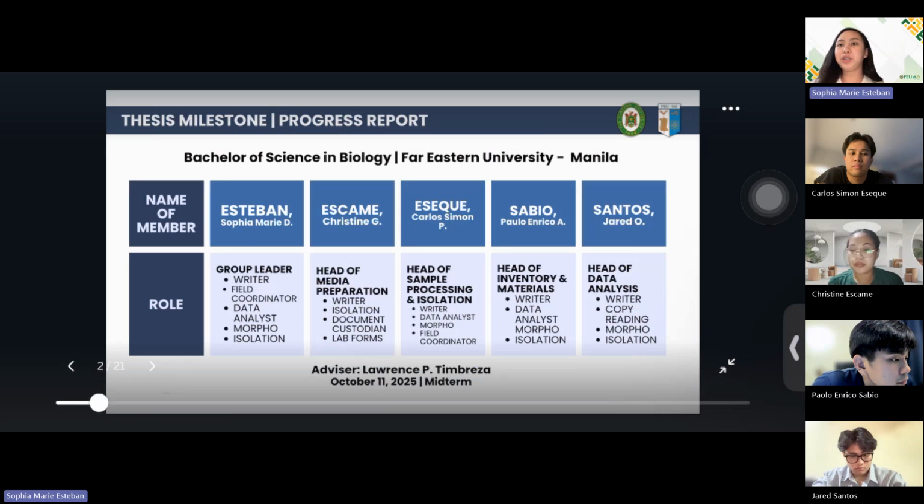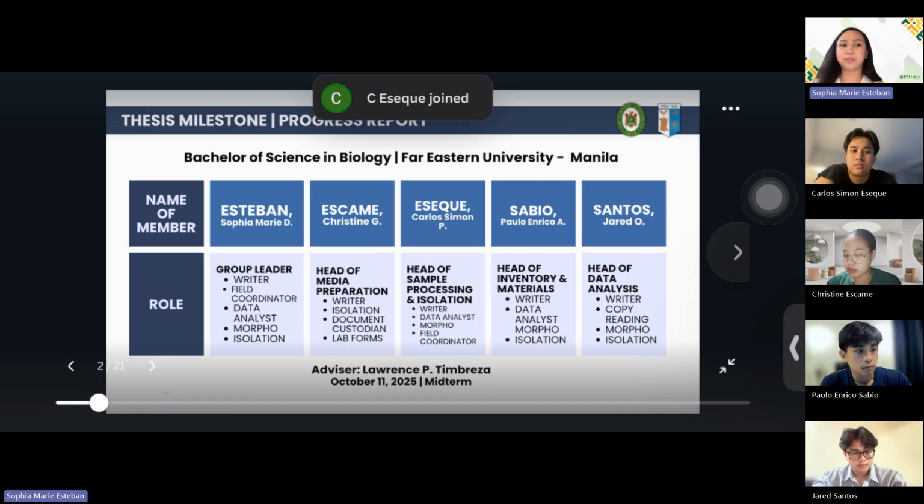Here is the distribution of our work. I am Sofia Esteban, the group leader, together with Christine Escame, the head of media preparation, Carlos Ezeque, the head of sample processing and isolation, Paulo Sabio, the head of inventory and materials, and Jared Santos, the head of data analysis.